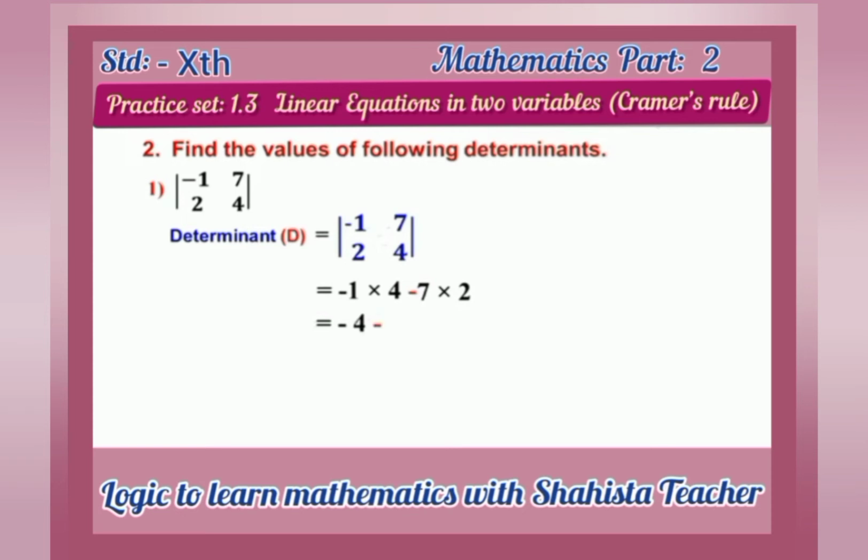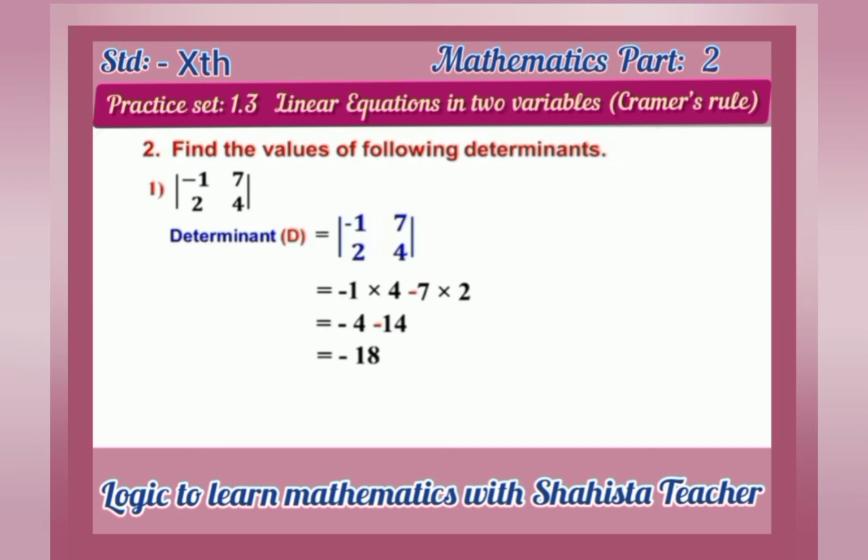7 2s are 14. So minus minus will become plus. So 14 plus 4 is 18. Give it the greater number's sign, minus 18. So determinant D is equal to minus 18.